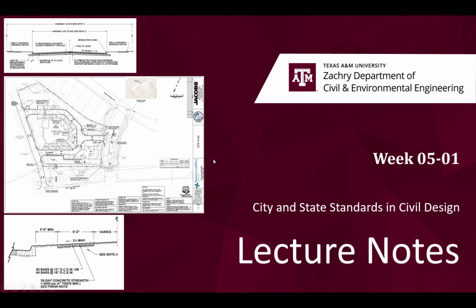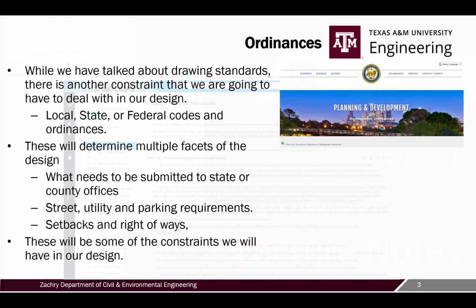So this is week 5-1, and we're going to be talking about a little bit different type of standard, namely some standards and codes that are going to come from the city and state environment. So we talked about drawing standards, and that's just one of the constraints that we need when we do our design. Well, we're also going to gain other constraints in our design, and that's going to come from things like local, state, or federal codes and ordinances. And this is going to determine multiple facets of the design.